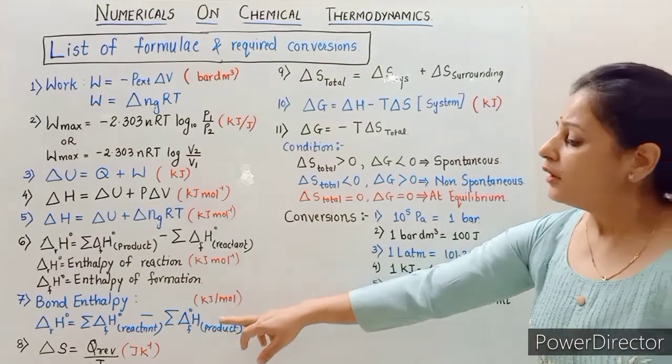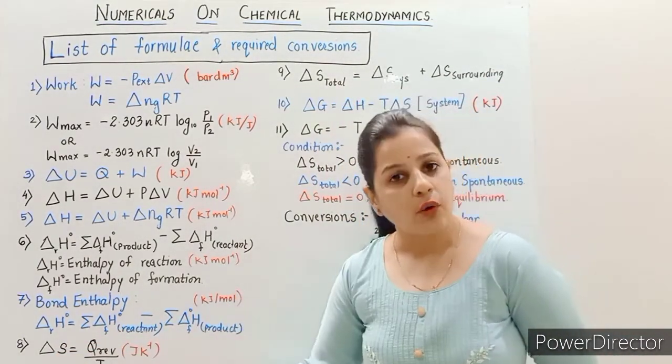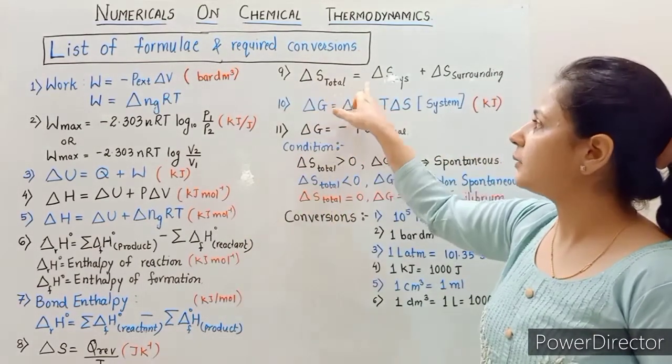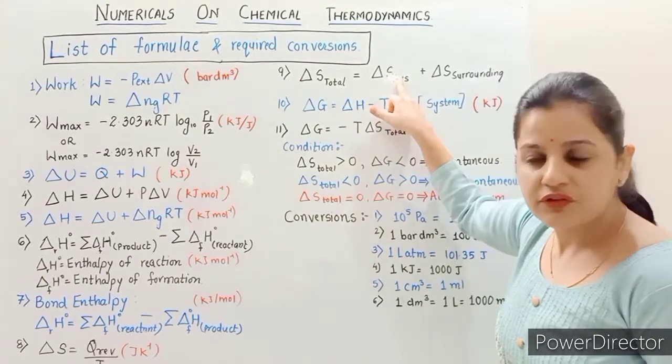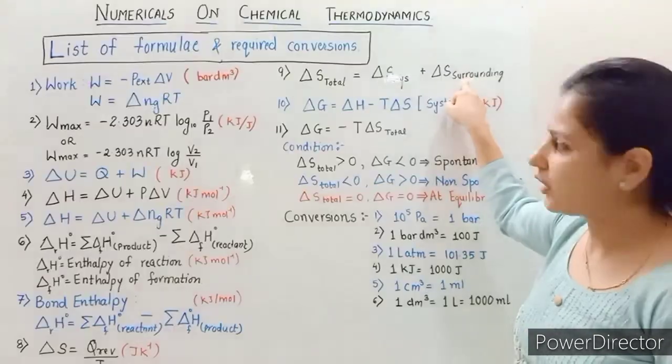Then now if we want to find out the relation between the entropy and the spontaneity, we find out the total entropy, and total entropy is nothing but the sum of the entropy for the system as well as for the surroundings, delta S of system plus delta S of surroundings.